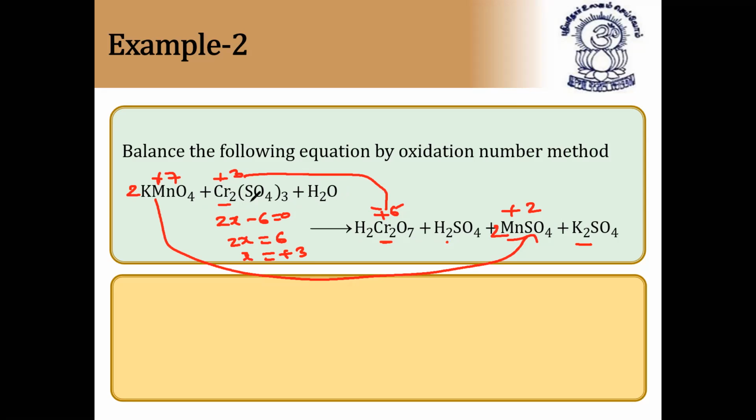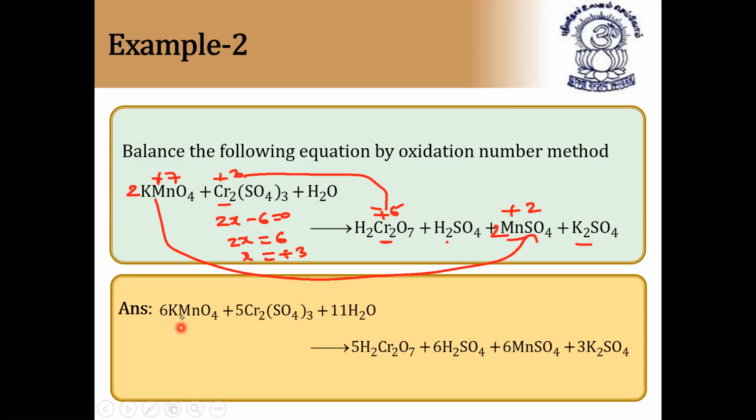Here 2 fours are 8 and 4 threes are 12. 12 plus 8, 20 and 21. And here 7 plus 4, 11, 11 plus 8, 19, 19 plus 4, 23. So this side it is more. So if we keep oxygens and hydrogens here, automatically you'll get the answer. So finally we have to do balancing for oxygen and hydrogen only.